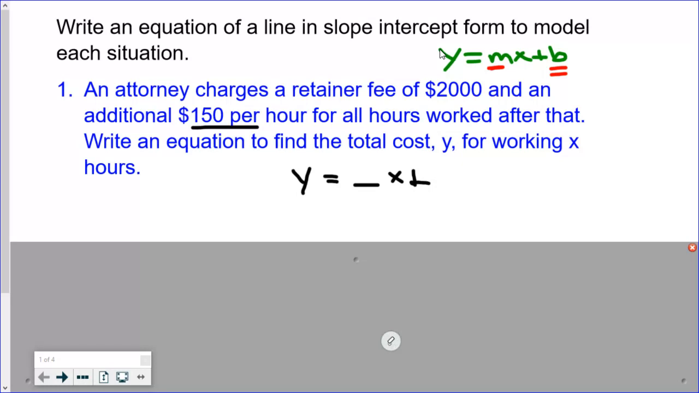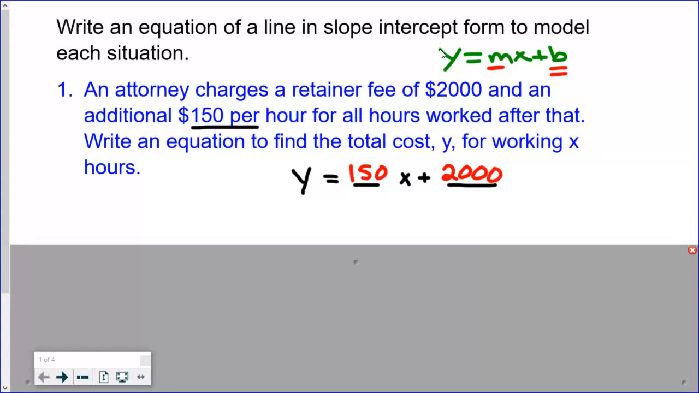Okay. So when you see the word per, that's the slope that goes in front of the x. And the retainer fee means they're just $2,000 regardless of how many hours they work. So that's how you come up with that equation, okay?